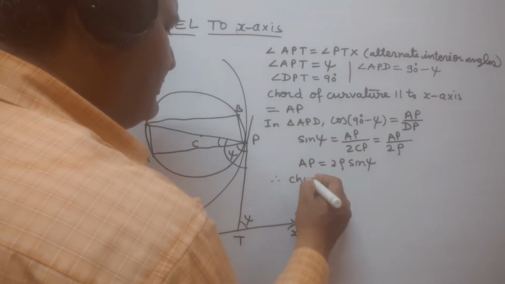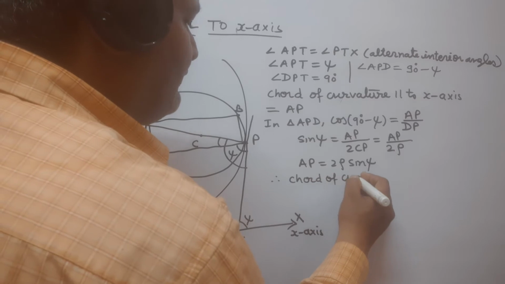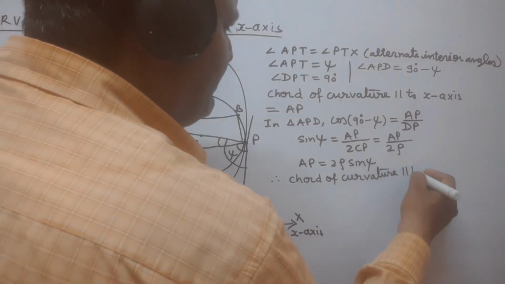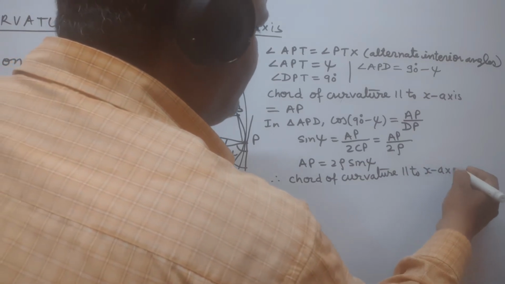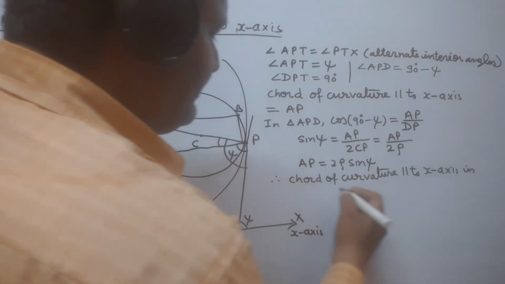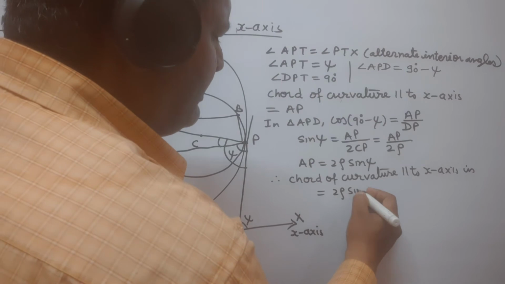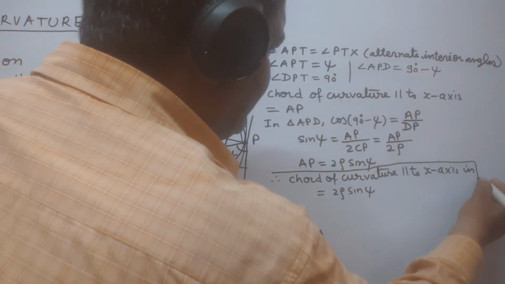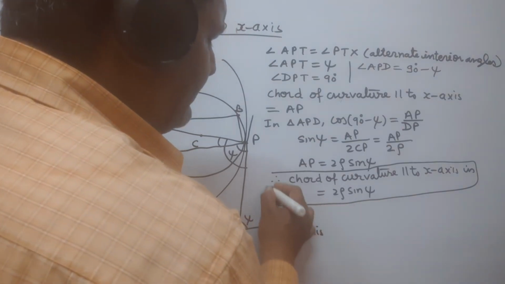Therefore the chord of curvature parallel to x-axis is 2 rho sin psi. So this is the formula of the chord of curvature parallel to x-axis.